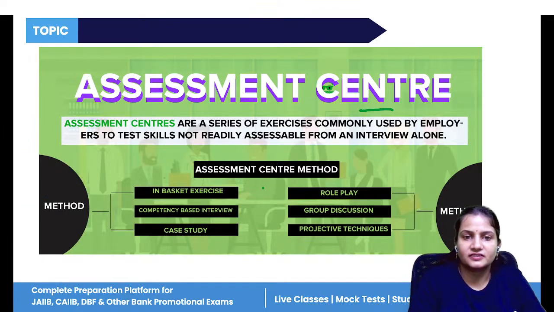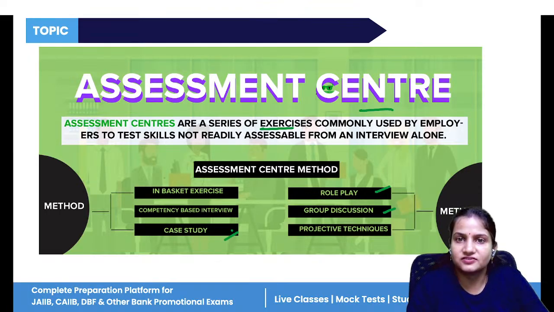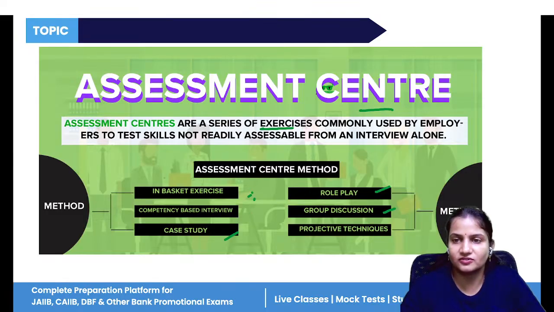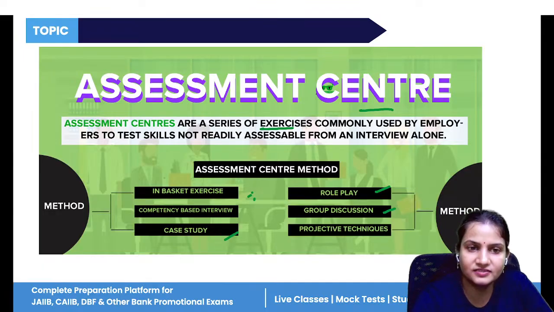So these are the assessment centers. These are the exercises where different skills are being tested, like role play, group discussion. They will give you one topic and then you have to discuss on that topic. Case study will be there, an in-depth case study where you have to see the findings. In basket exercise, you will be put in a scenario: if you were in his place, what would you do? So circumstances will be given to you, then how are you going to react in such circumstances. So that is assessment center.